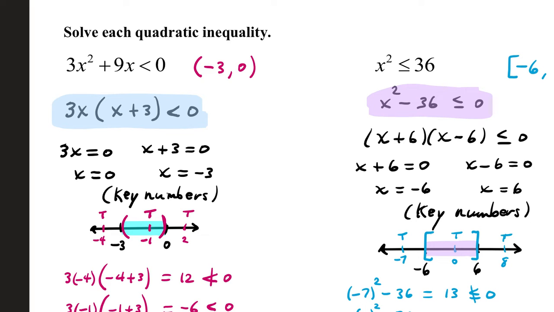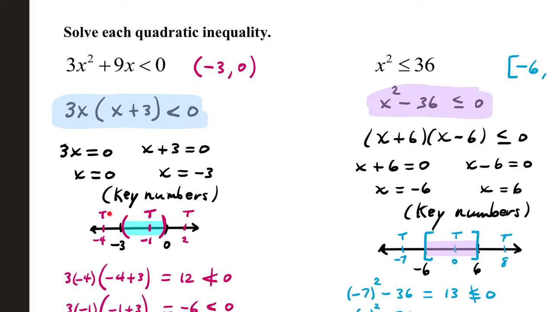And then in the open spaces between the key numbers and outside the key numbers, you will pick test numbers. They can be any value in the open interval. Just try to keep it simple so that your calculations are very manageable. You can either substitute your test numbers into the original statement or into the factored statement. It is totally up to you. In class, you guys told me to use the factored statement, so that's the one that's highlighted in blue.